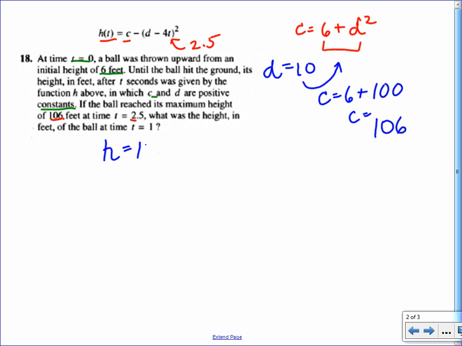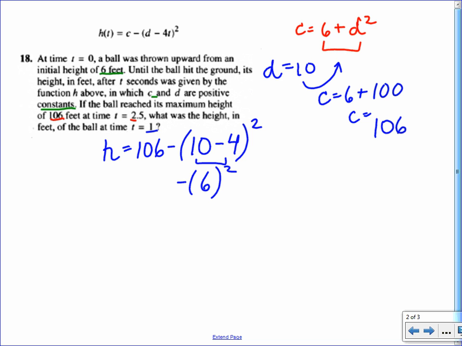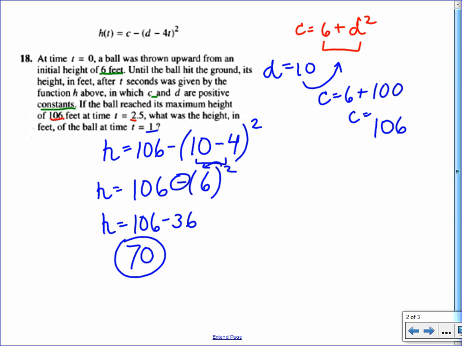Okay, so 106 for c minus parentheses d is 10 minus 4 times the time is 1, so minus just 4. And then all of that squared. Okay, so remember, we have to combine 10 and negative 4 first, so we'll get 6 from that. We also have to square 6 first before we apply this negative to it. So that gives us 106 minus 36. And 106 minus 36 is going to give us 70. So that is our answer. Height 70. And I'm going to work on making a calculator video about this also because you could solve this by graphing, which would be much easier.